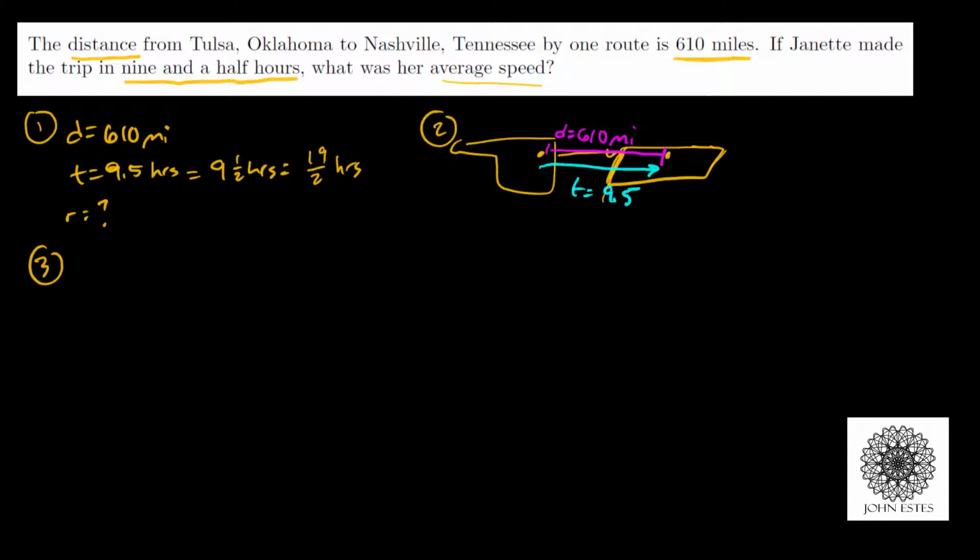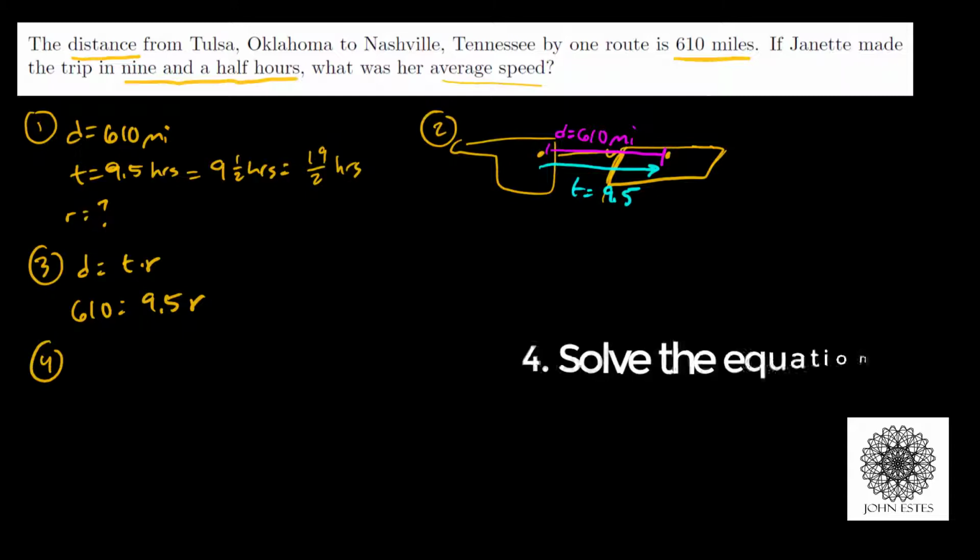So what I did there is I related distance to be the time times the rate. I went 30 miles an hour for 3 hours. That gave me a distance. So in this question, I know distance is 610. I know time is 9.5, and I don't know r. That's what I'm looking for. So I have my linear equation.